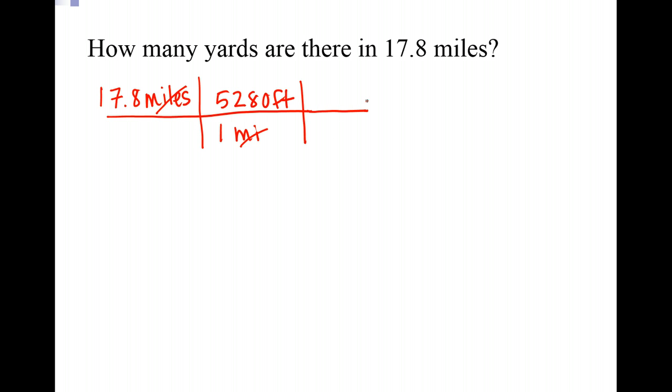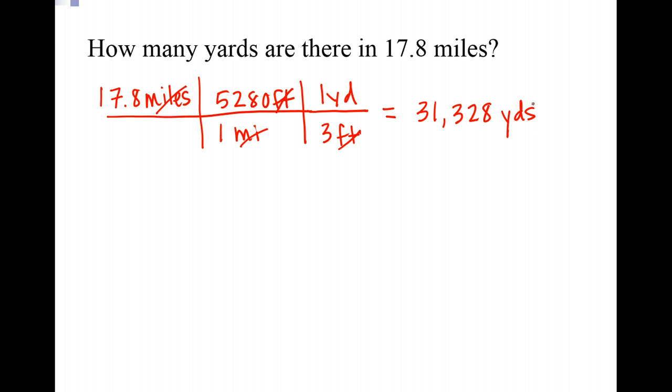I also know that there are 3 feet in a yard. So I will put 1 yard over 3 feet. And again, I've chosen to write it this way so that the feet will cross out. At this point, you can grab your calculator and multiply 17.8 by 5,280 and divide by 3. So essentially you multiply across the top and divide by what's on the bottom. The answer you get on your calculator will be 31,328 yards.